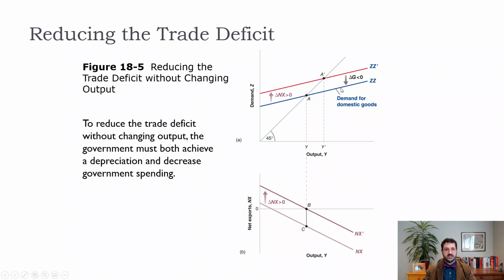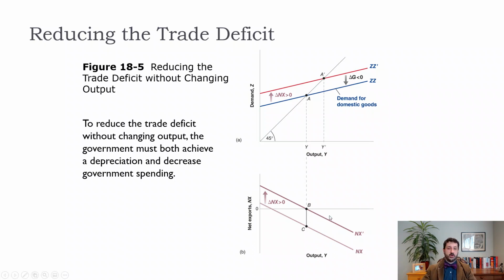So our ZZ line shifts up, our net export line shifts up, and we would move from A to A prime. That would increase domestic output. That might be too much of an increase, right? It might lead to inflationary pressure, but it will lead also to an increase in the trade balance. Maybe not to a trade balance, but just a smaller trade deficit.